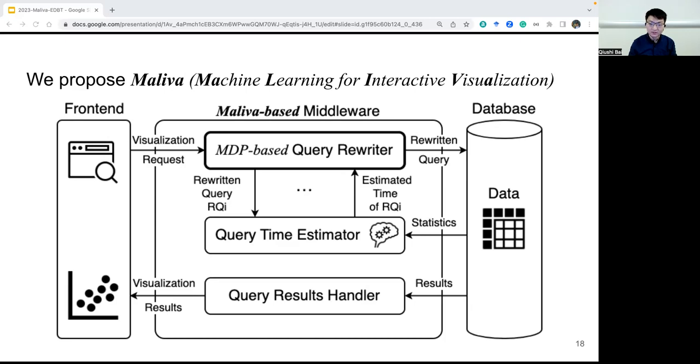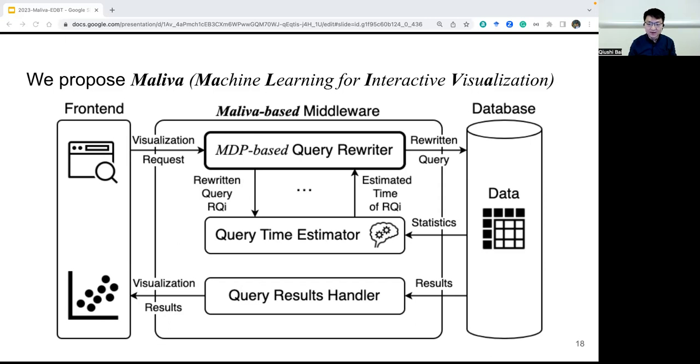Maliva is a middleware solution. For a given visualization request, the query writer explores different rewritten queries carefully, asks the QTE to estimate the query time, and eventually chooses one rewritten query to send to the backend database. The goal of the query writer is to maximize the chance that the total response time can meet a predefined time constraint. How does the query writer work?